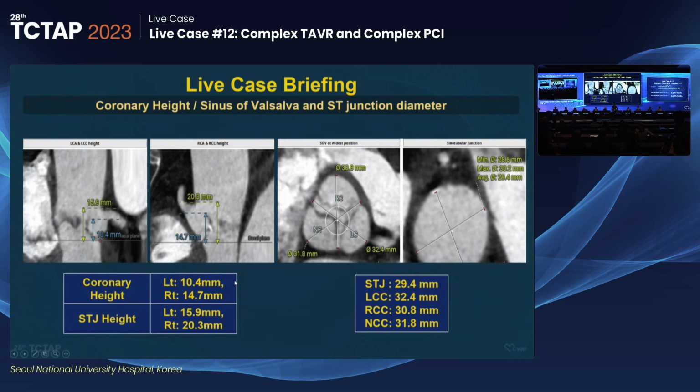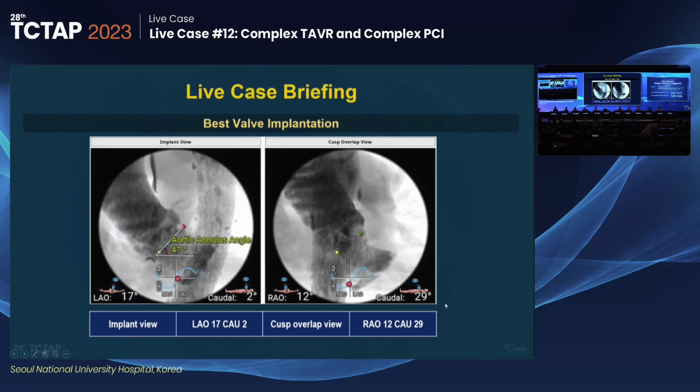Coronary height is about 11 or 10 or 14 millimeters. STJ height is more than 15. STJ size is 29, big enough, without calcification. Left and right coronary sinus is more than 30 millimeters. No chance of coronary obstruction. The best angle for implantation is LAO caudal.